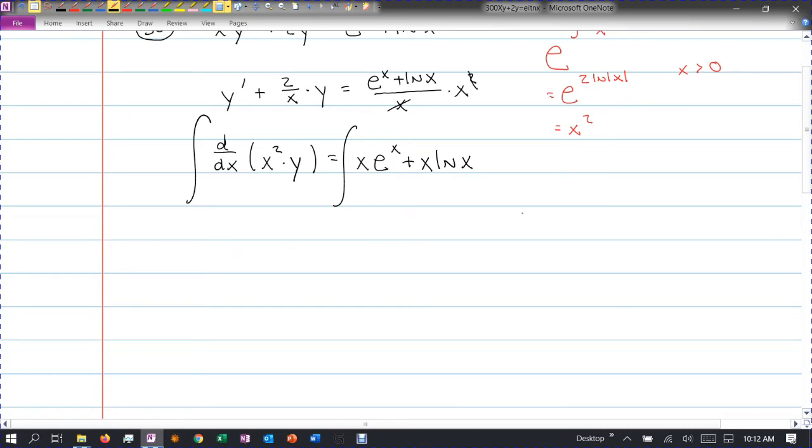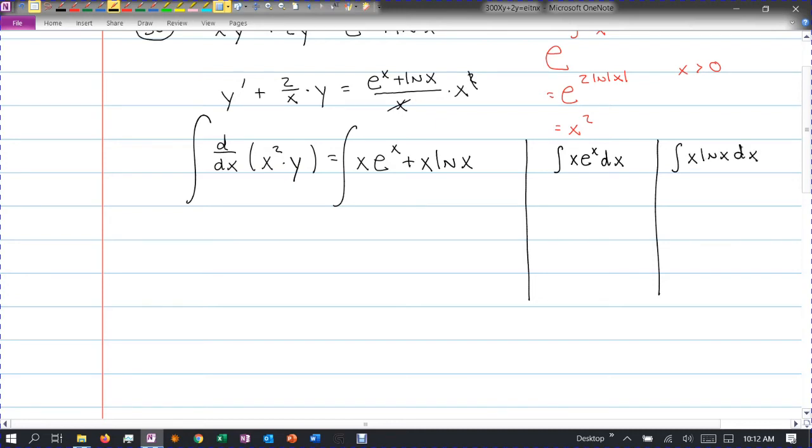So let's see, how do I want to do this? I'm going to do them separately, okay? So I'm going to do the integral of x e to the x dx. That's going to be one problem I'm going to do. And I'm going to do the integral of x natural log x dx.